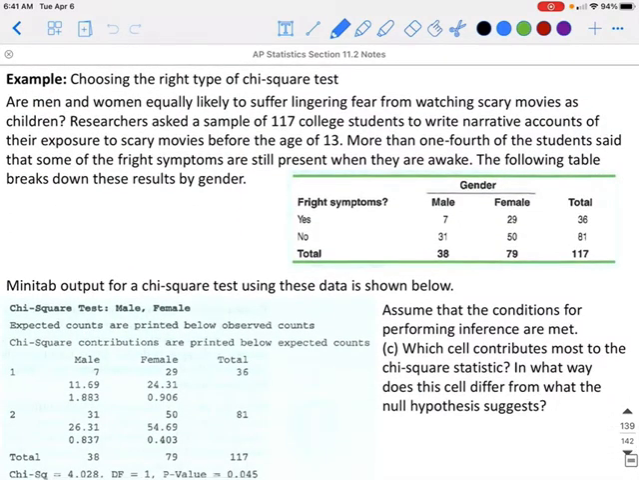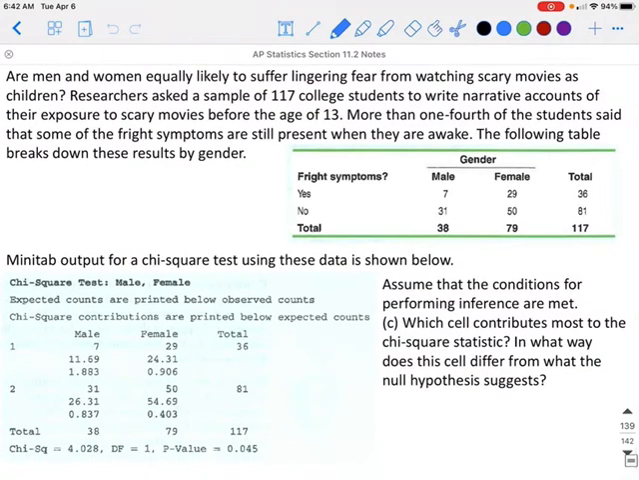Which cell contributes most to the chi-square statistic? In what way does this cell differ from what the null hypothesis suggests? So if we look at the output, number one is yes, they have fright symptoms, and number two is that they don't. These are the values that contribute to the chi-square statistic.